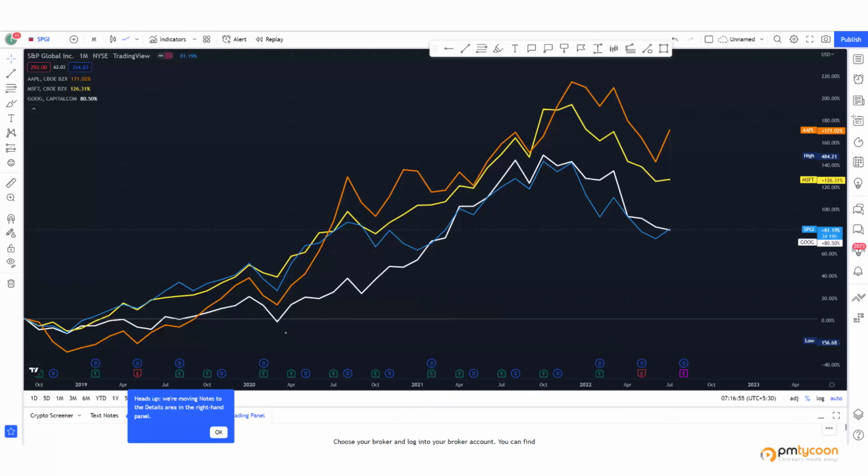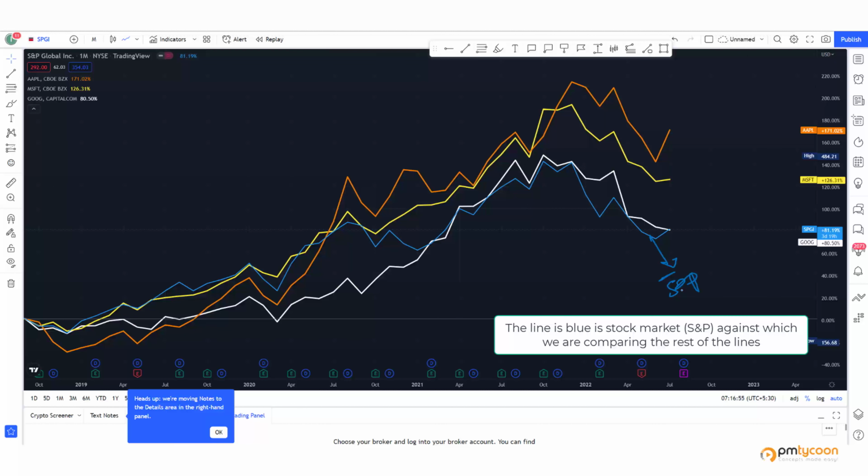I pulled this graph from TradingView. The one that you see here, this one is the S&P. The one in white is Google. The one in orange is Apple. The one in yellow is Microsoft. Now let's look at this one, the blue graph.